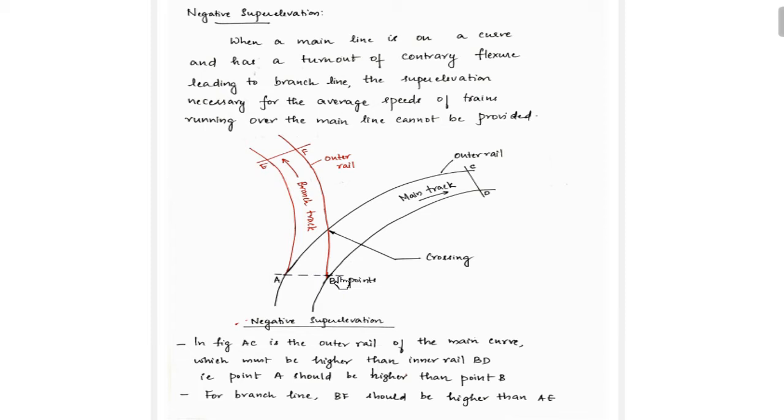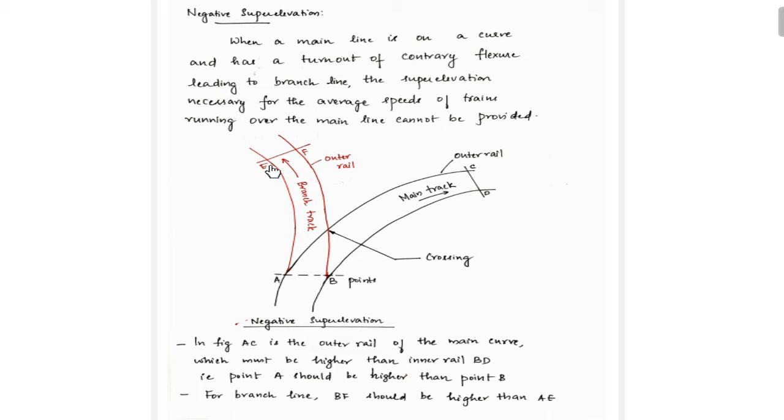Clear? Now, when you are coming to the branch line, BF should be higher than AE. Which is the BF line? This is the BF line and this is the AE line. So, as per the branch track, when you are having such a flexure, this is the outer rail and this is the inner rail. Outer rail is to be raised over the inner rail. That means BF rail should be raised higher than AE rail.